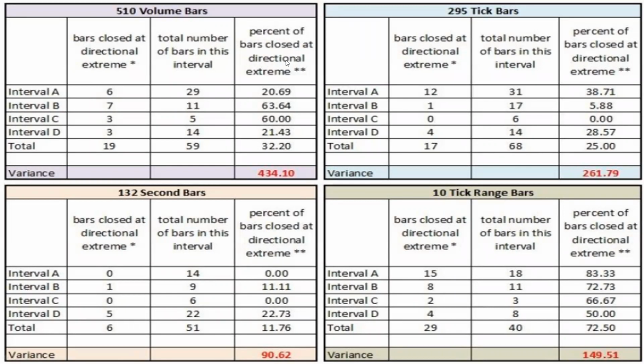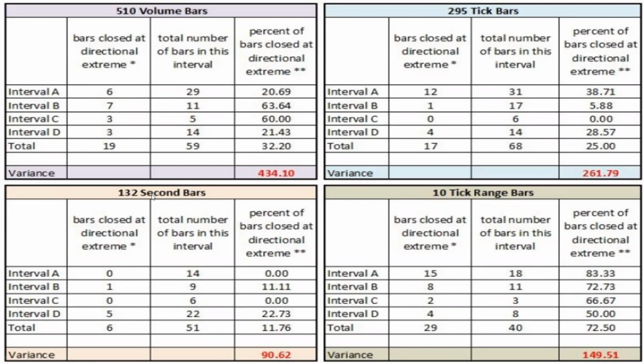If it's an up bar, it closed at the high; if it's a down bar, it closed at the low. On a volume bar, that's about 32%. So about 68% of volume bars in general will not close at the extremes. That's less than random, isn't it? Yeah, 50% would have been random.